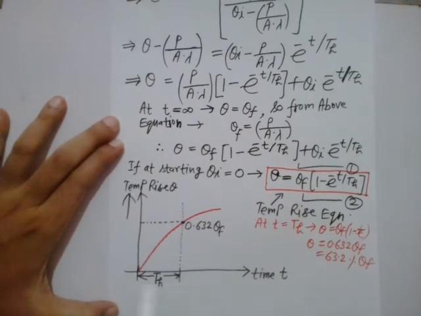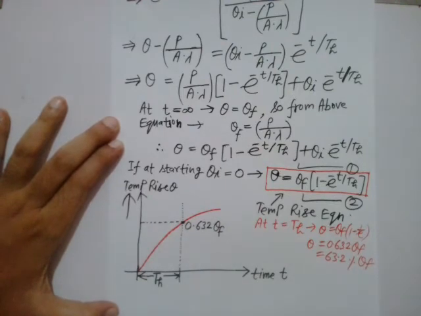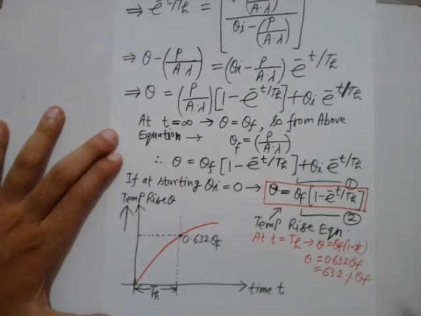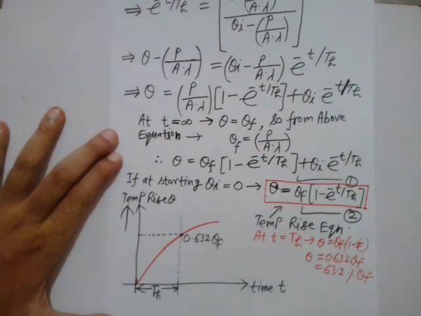So likewise you can plot this curve. On this axis plot time, on this axis plot temperature rise. At the heating time constant, the rise in temperature is around 63% of the final temperature rise. So this is the curve that you will get, the heating curve, or rise in temperature curve, right? This kind of curve you will get, all right? So this is the temperature rise equation. Likewise you can derive, okay?